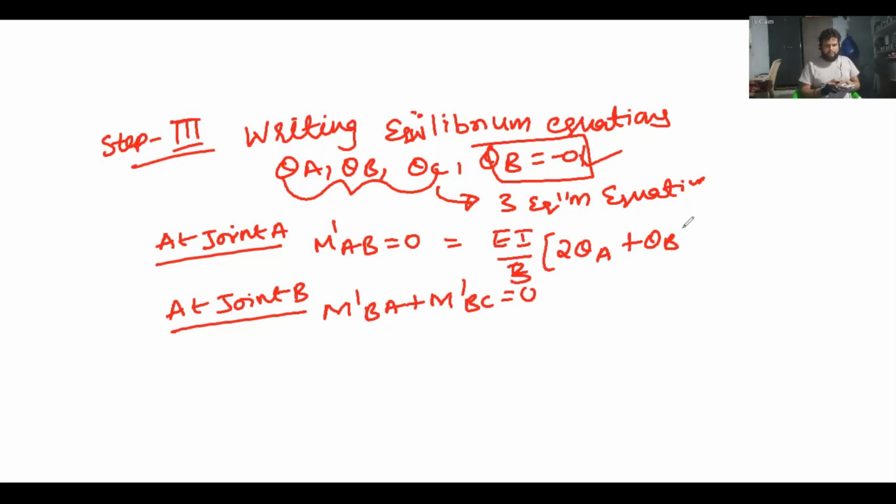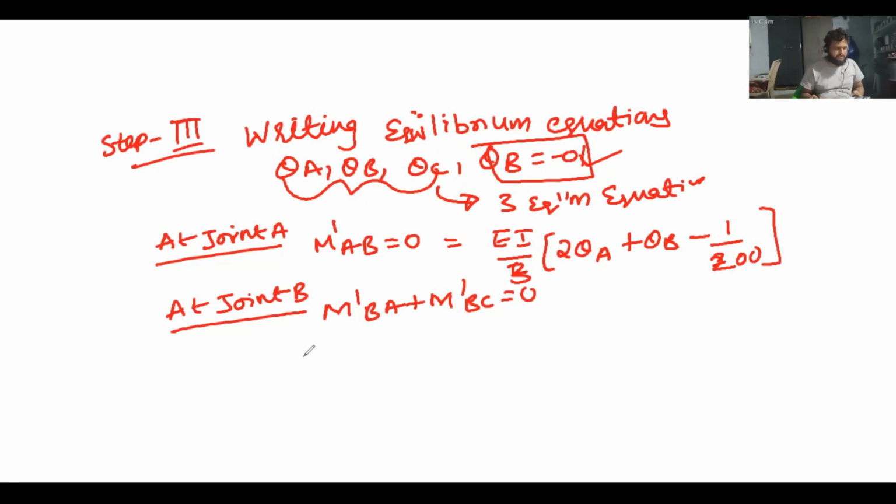Okay, let me write those equations. Minus 3 delta by L. So minus 3 into 10 to the power of minus 3, by length 6. So that is minus 1 by 200. Okay, so this is that equation.